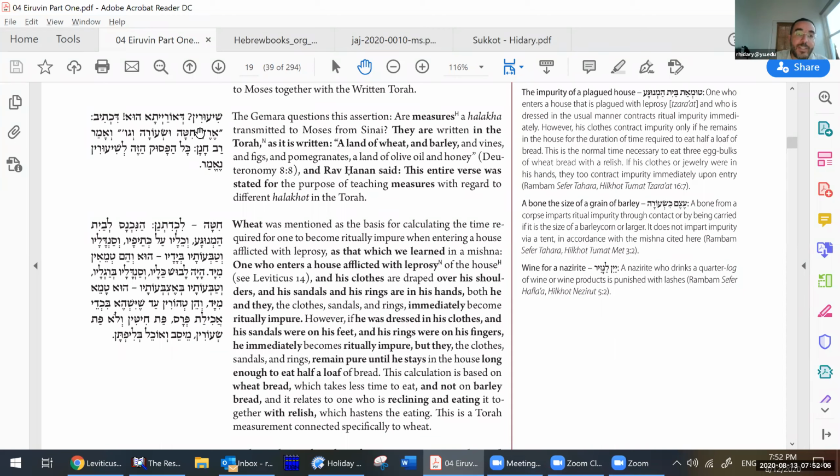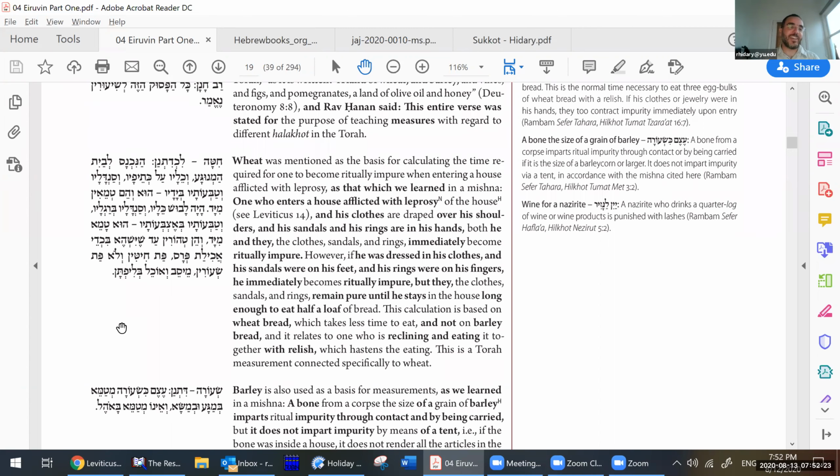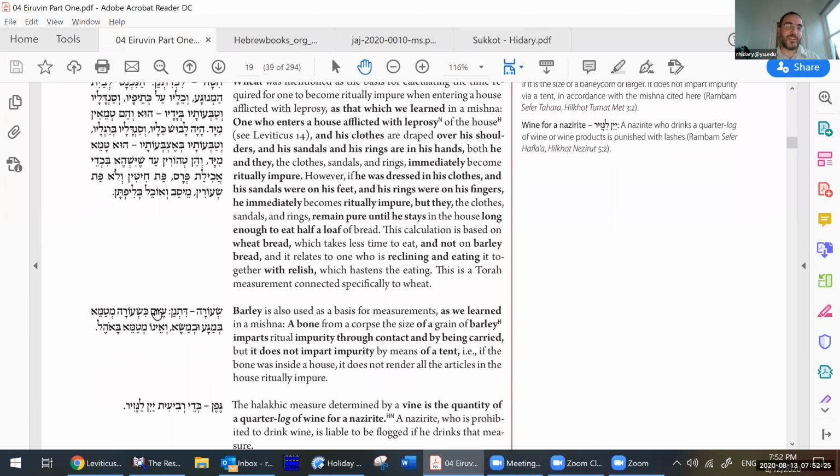Okay, so the word chita in the pasuk in Devarim is hinting to this halacha, that in order for one's clothing that one is wearing to become tameh, one has to stay in the house for the amount of time it takes to eat a loaf made out of wheat. Okay, good. The other ones are simpler. Se'orah, how about barley? What halacha does that apply to?